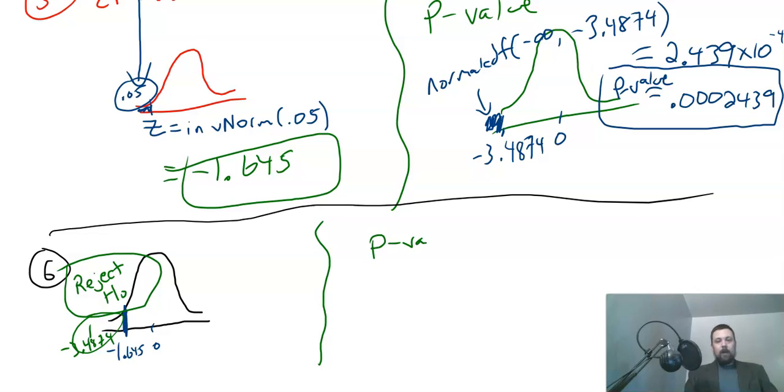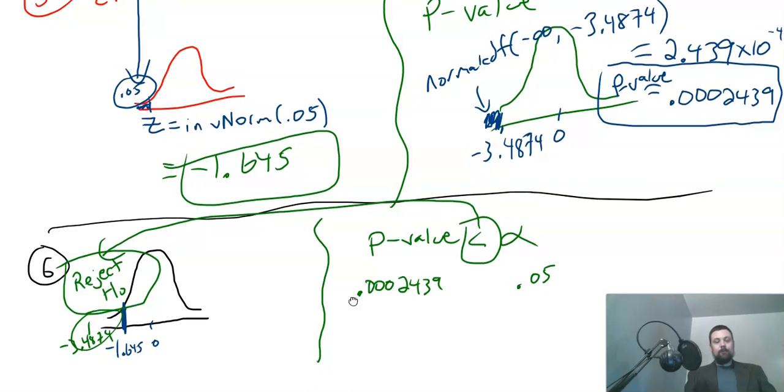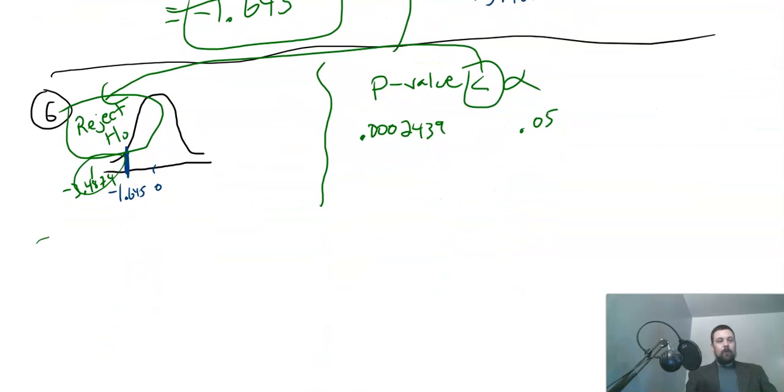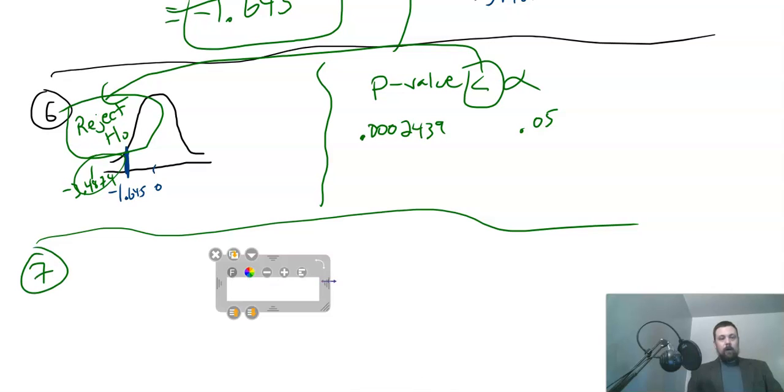For the p-value method, you compare the p-value to the alpha. The p-value is 0.002439. Alpha is 0.05. The p-value is less than alpha, and so we will reject the null hypothesis. All right. So our final conclusion for this hypothesis test, we are rejecting the null hypothesis.